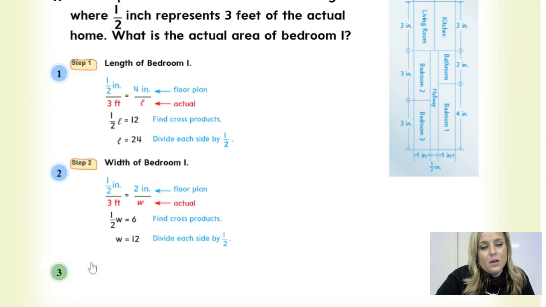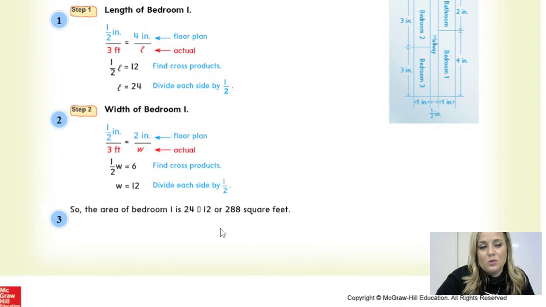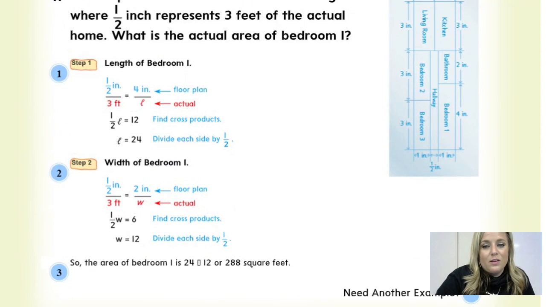Okay. When you multiply this out, 24 to find the area, which we know is the inside, it's going to be 288 square feet. All right. If y'all need more examples, you can go to your book. Okay.